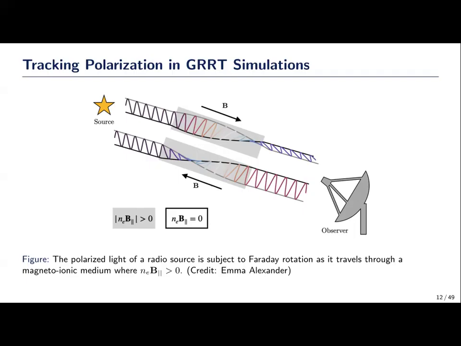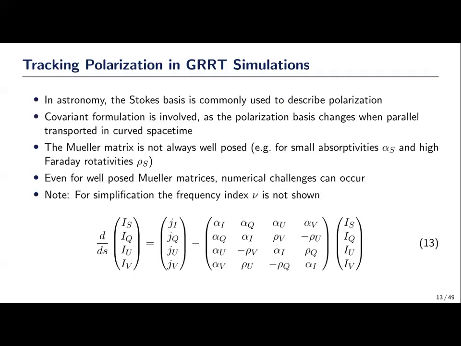The difficult thing is when we are integrating along a geodesic, you have to imagine we choose a polarization basis to describe the polarization of the ray, but this polarization basis is then also subject to parallel transport due to curved spacetime and can change, which is a bit annoying. It means that the covariant formulation is terribly annoying and difficult to get right, and still an ongoing topic.